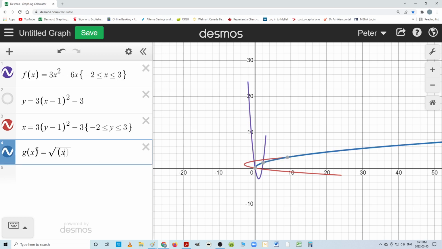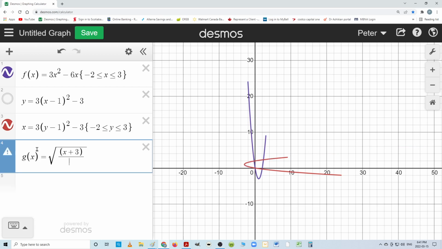And just to show you the correct version, so we got x, and it was x plus 3, all divided by 3, I think. And then it was plus 1 outside the square root. And there we go, and we just have to put the same domain restrictions that the domain had before. Here we go. And let's see if we got it.